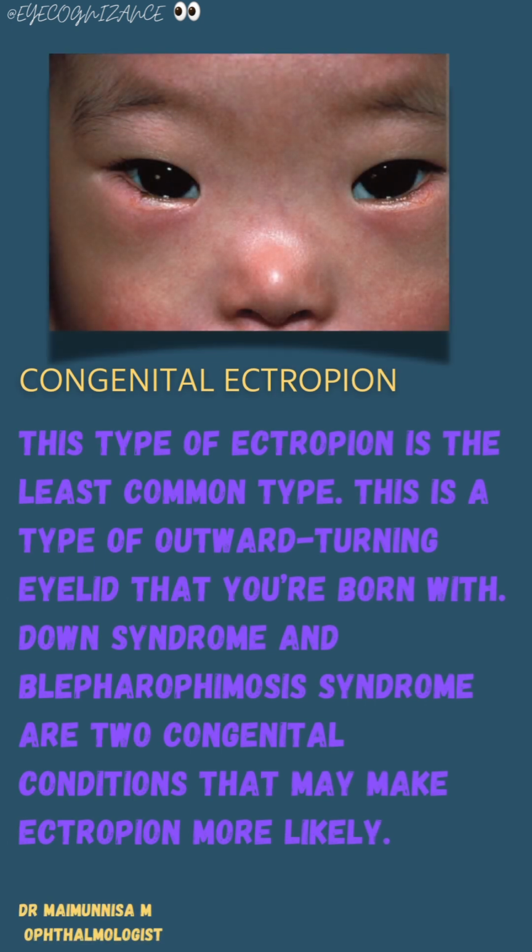Congenital ectropion. This type of ectropion is the least common type. This is a type of outward turning eyelid that you are born with. Down syndrome and blepharophimosis syndrome are 2 congenital conditions that may make ectropion more likely.